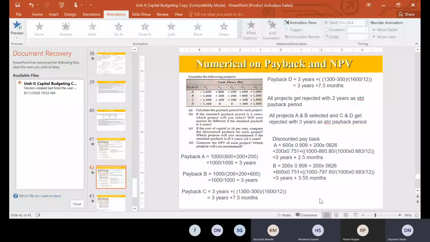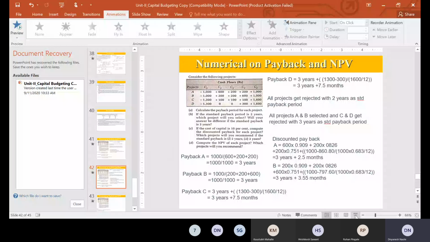Sir, so likewise you can also do for C and D. Only take care that it is 1300. Okay, so after the class you can try this and find out. Now we go to the D point. Now in this case, for 3 years as well as 2 years, all the projects are going to get rejected.